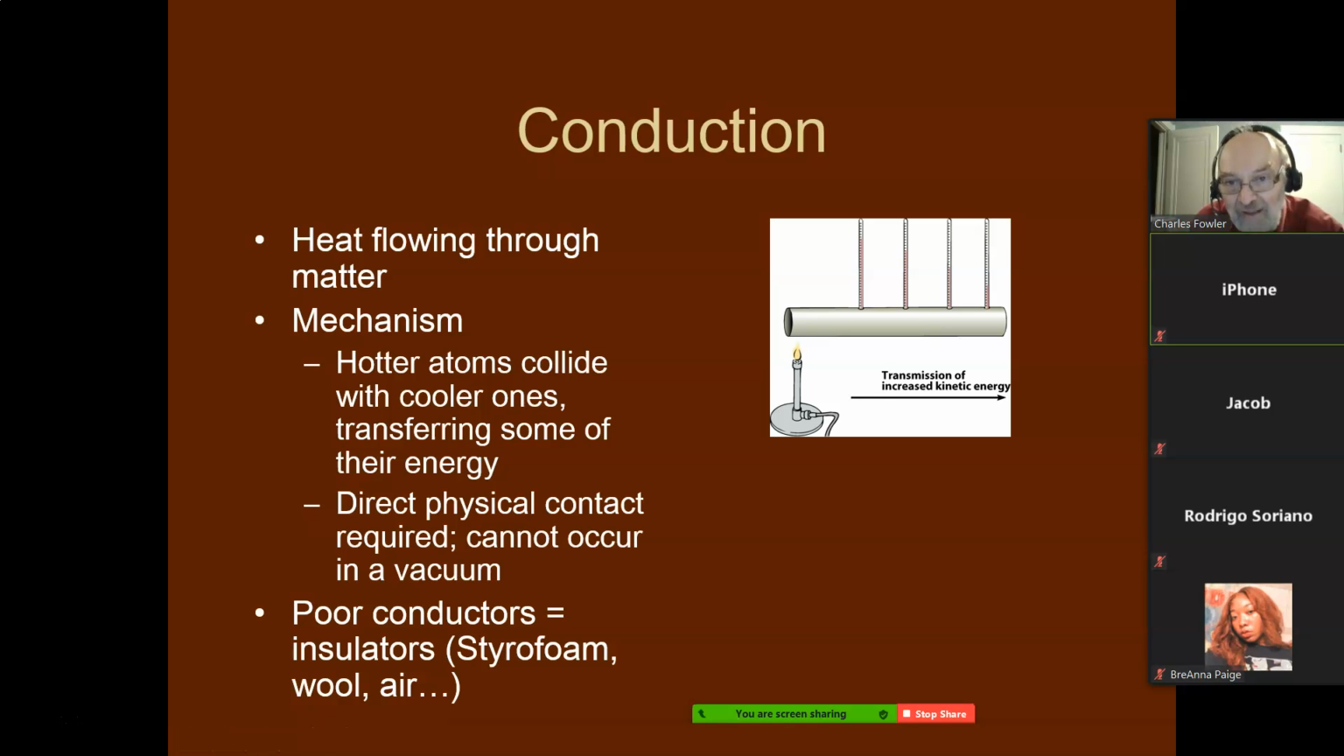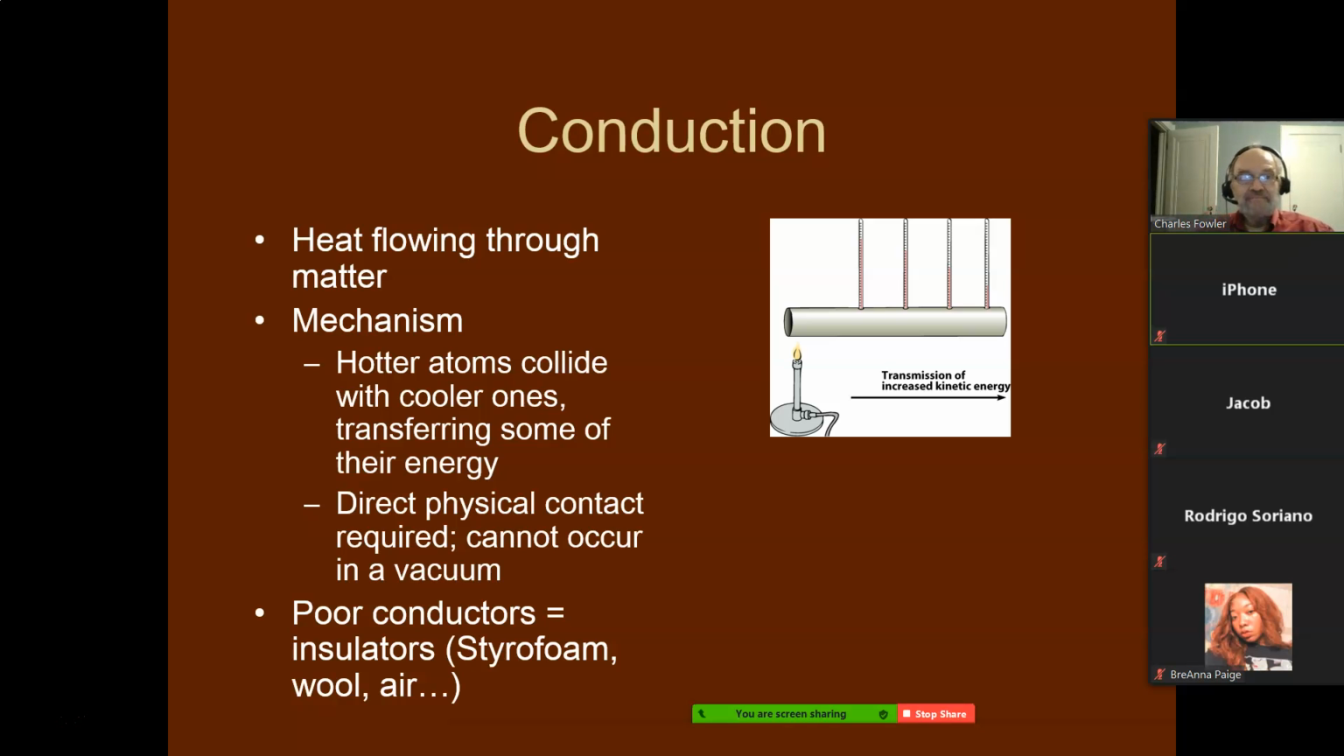Okay? Direct physical contact is required. You can't have it happening in a vacuum. So guess what? That doesn't happen in space. Conduction does not happen in space. There's not enough molecules there.